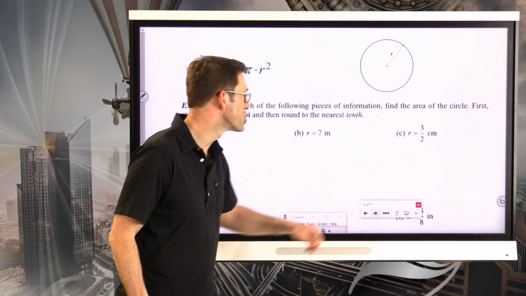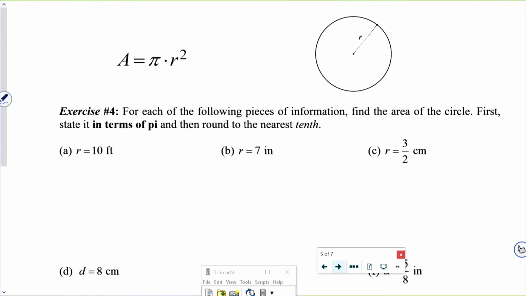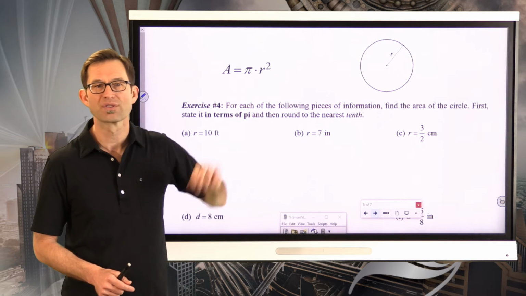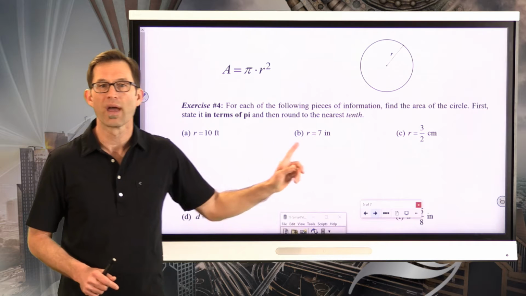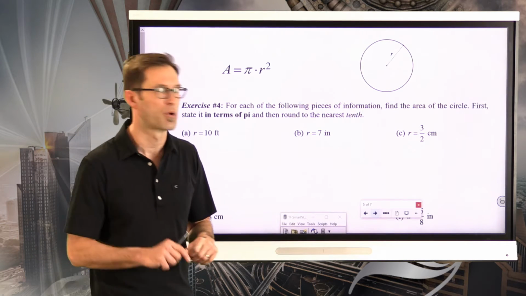So let's do that. Let's do a bunch of problems. Here we go. Exercise number 4. For each of the following pieces of information, find the area of the circle. First, state it in terms of pi, and then round to the nearest tenth. All right, so the area formula is pi times r squared. Let's do one together, and then we're going to have you do b and c by yourself. And then we'll take a look at somewhere where the diameter is given.